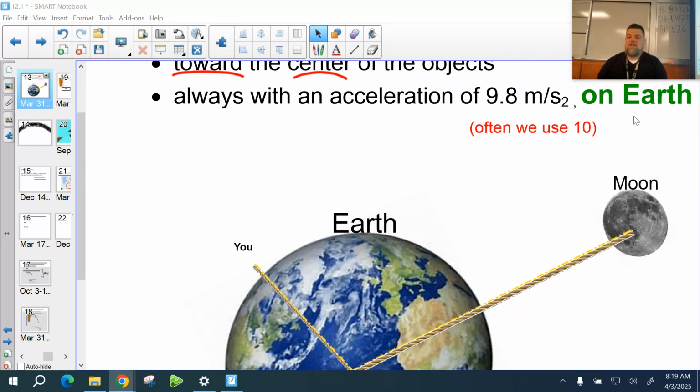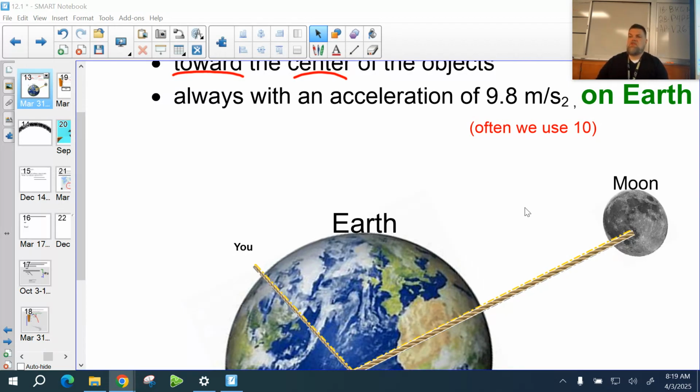But it's pulling on the moon just like it's pulling on us. The moon is in orbit because it has a motion. It's technically pulling away from the Earth with the same force that the Earth is pulling towards it, so it remains in orbit.